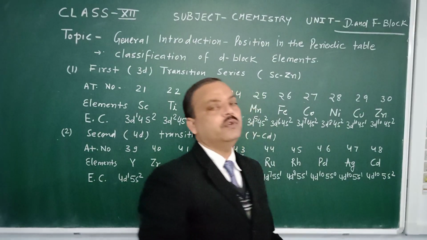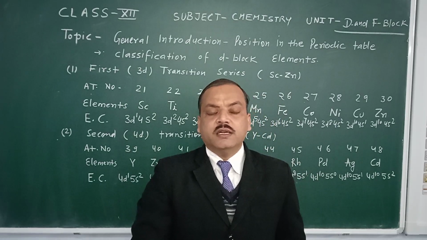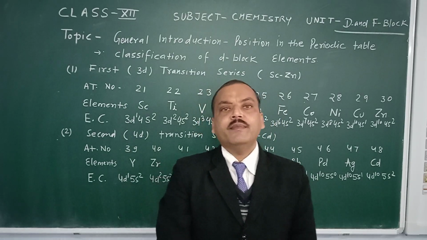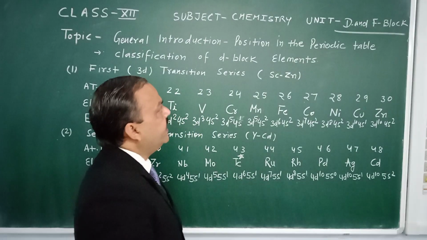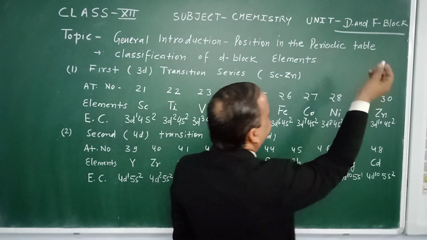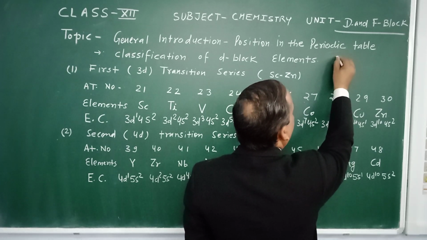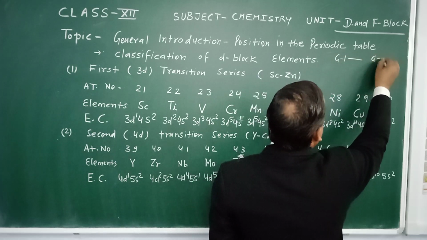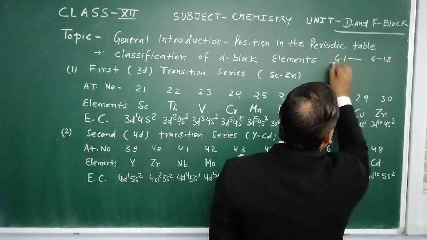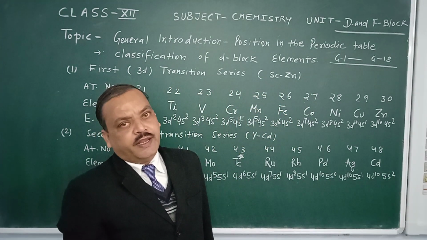First of all, we will see the position of d and f block elements in the periodic table. As we all know, there are a total of 18 groups present in the periodic table, from group number 1 to group number 18.